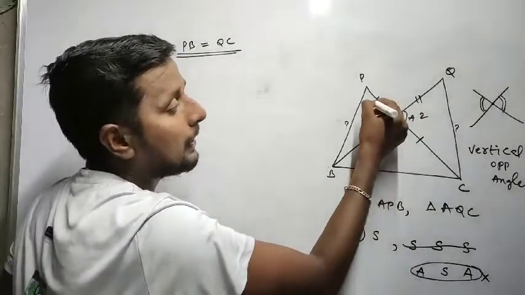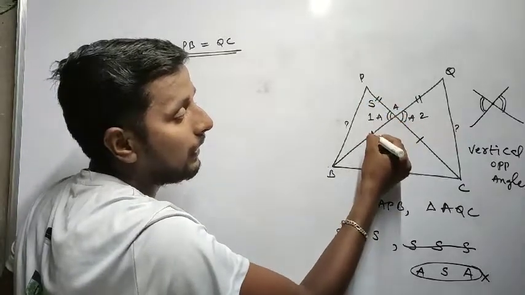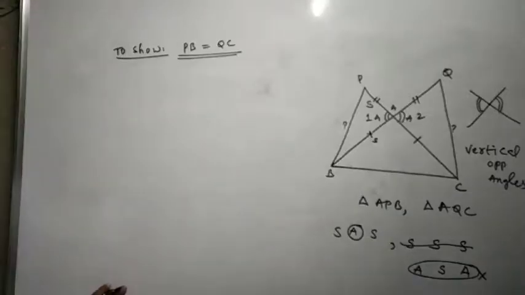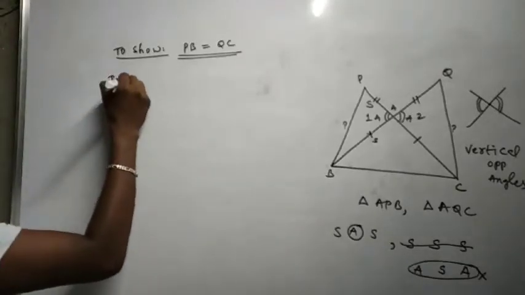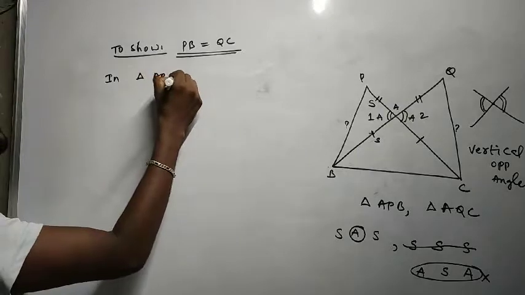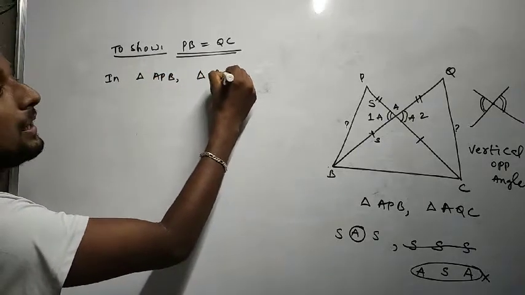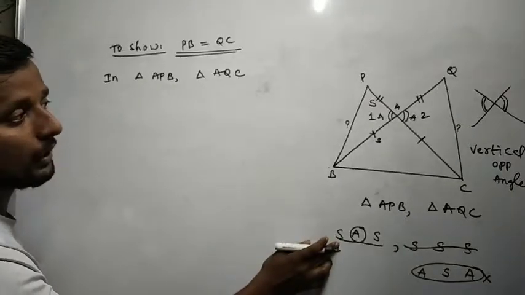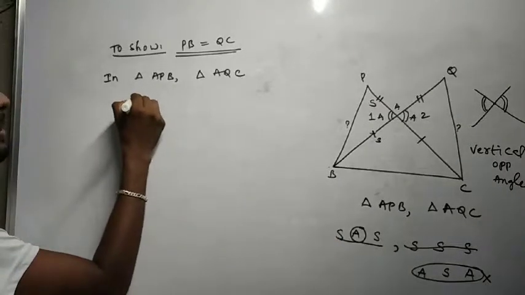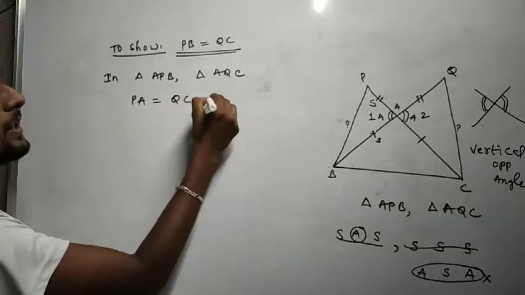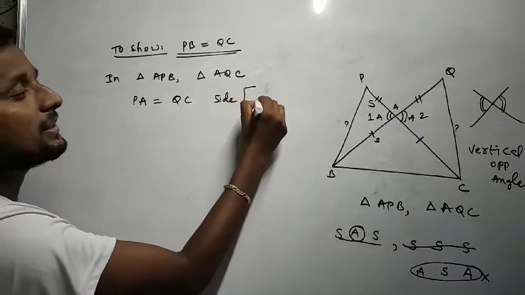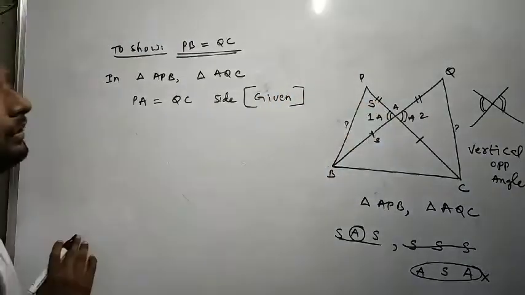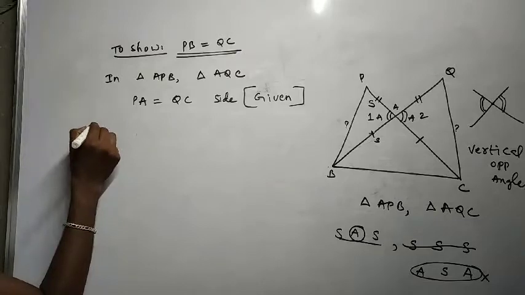What happened? It is a side, it's an angle, it is again a side. So we can use the SAS rule for those two triangles. Am I right? So here I'll write in triangle APB, in triangle AQC. Now we should write in the form. First we have to talk about a side, okay? Side PA is equal to QC, and the reason for equality is already given in the figure, correct? Already given.